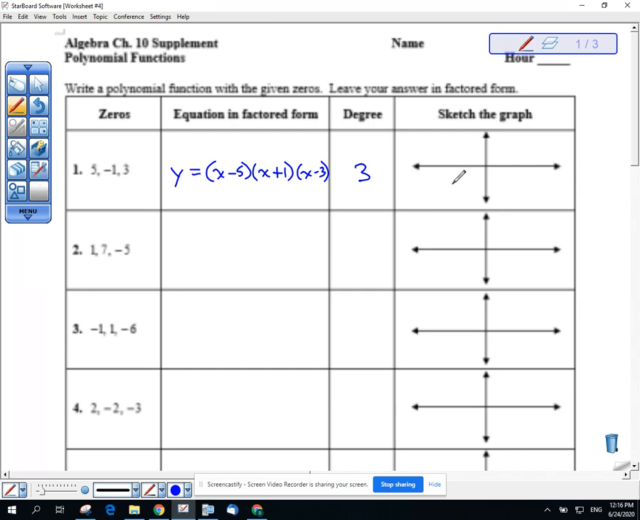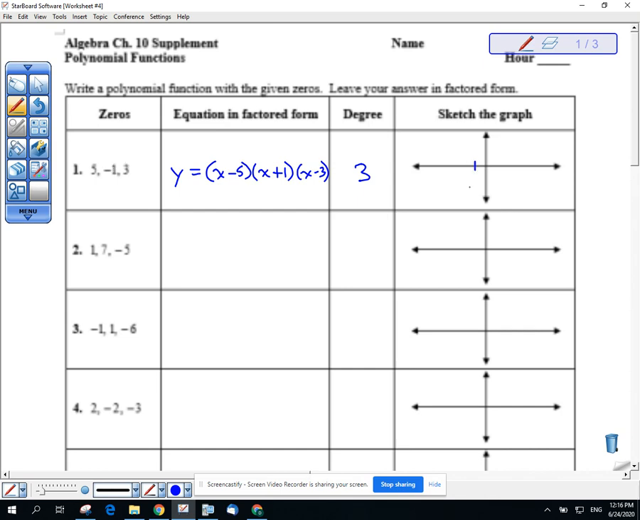So in this case, as we discussed on the previous worksheet, it's going to be up, down, up, because the lead coefficient would be a positive number, positive 1 in this case. Okay? Now, where would it cross the x-axis? Well, we already know that. The zeros are in numeric order, negative 1, 3, and 5.